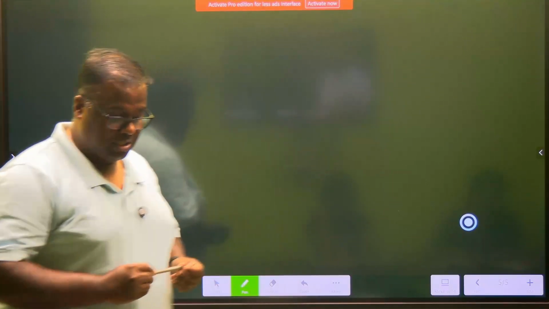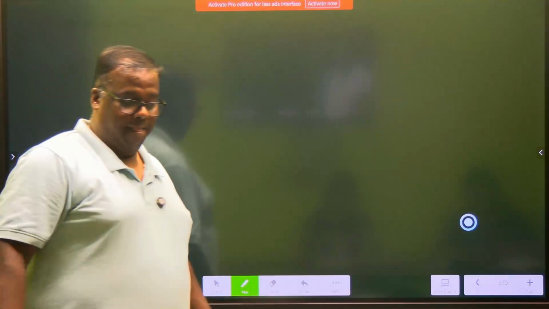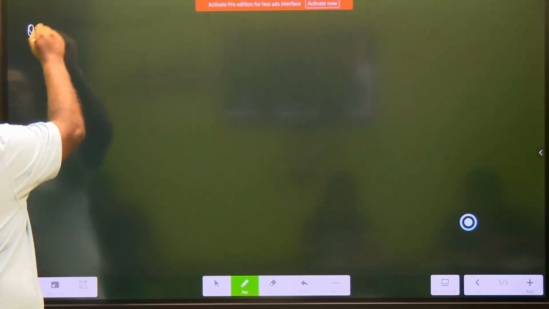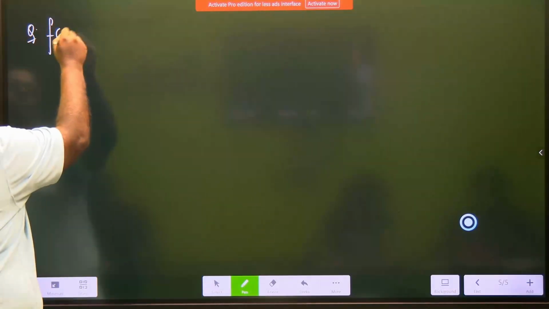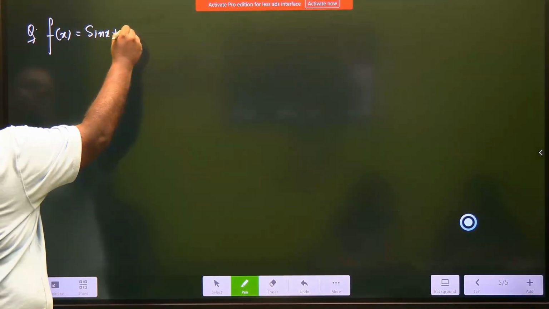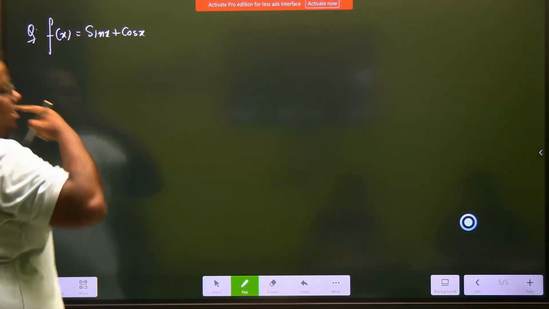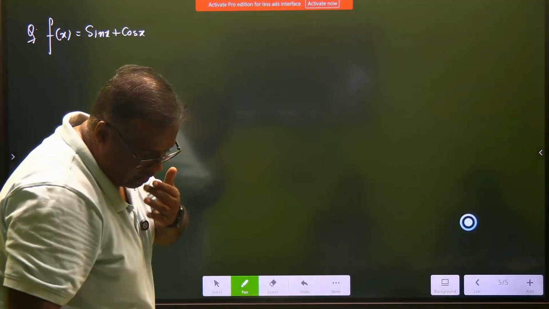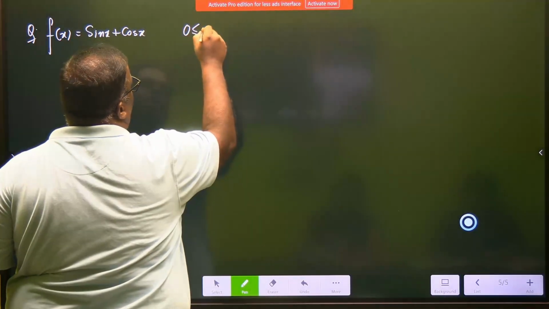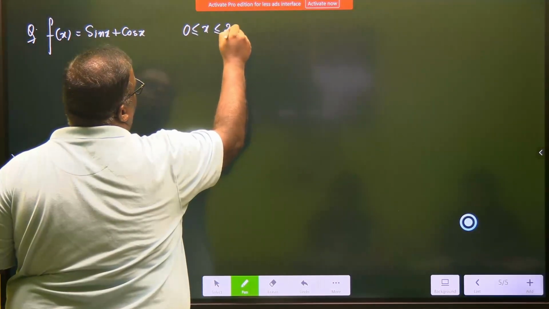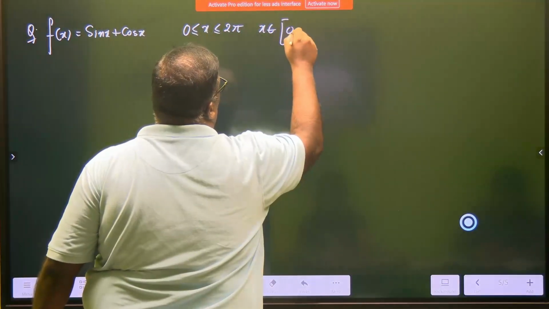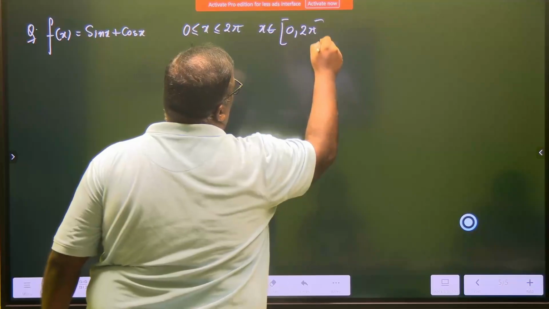So we take a problem which says that the given function is f of x. Our function is f of x is equal to sin x plus cos x. And the domain is defined for this. The domain is 0 ≤ x ≤ 2 pi. How do we write this? We can write this as x belongs to [0, 2 pi]. I hope you understand this now.